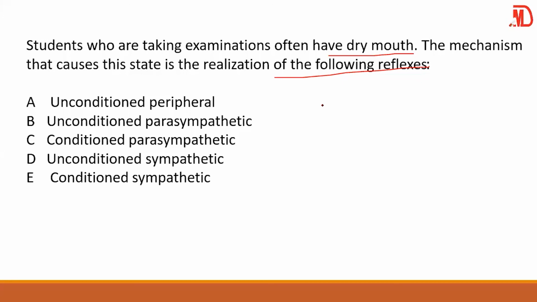Now, in unconditioned, we are referring to an unlearned reaction to a stimulus. In other words, it is not planned. You don't plan it, it just happens. That is unconditioned. But if you plan it, or you are consciously focused on something, it is called conditioned.